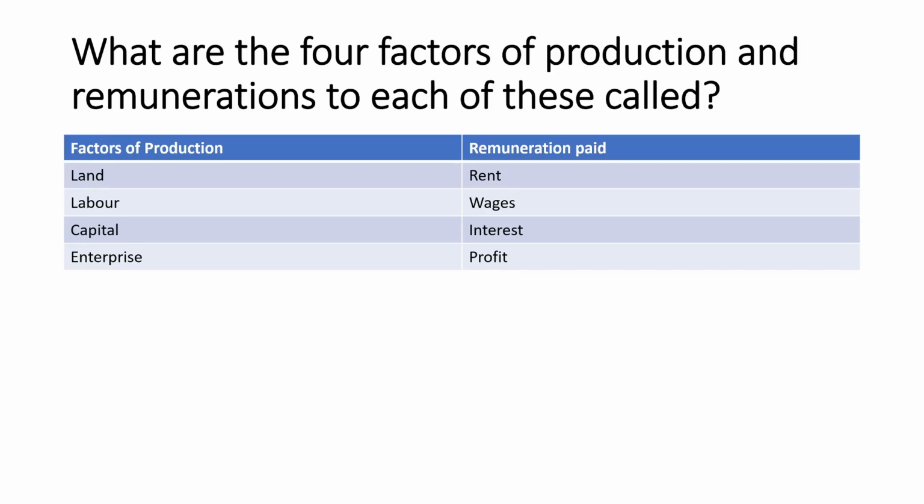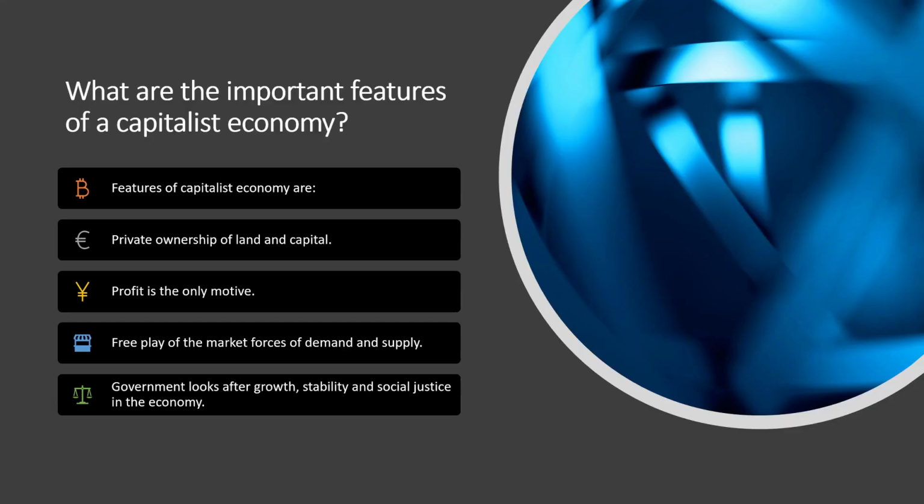What are the 4 factors of production and remunerations to each of these called? The factors of production are land, labor, capital, and enterprise, and their respective remunerations include rent, wages, interest, and profits.